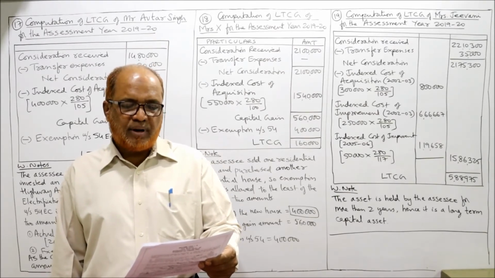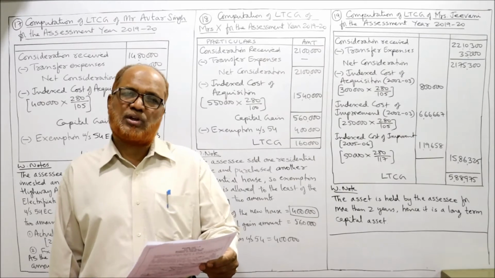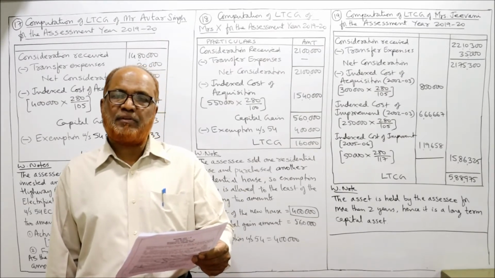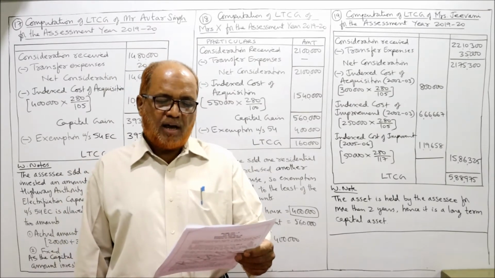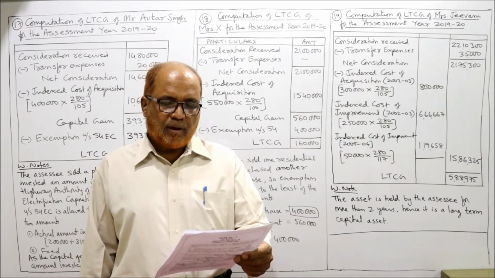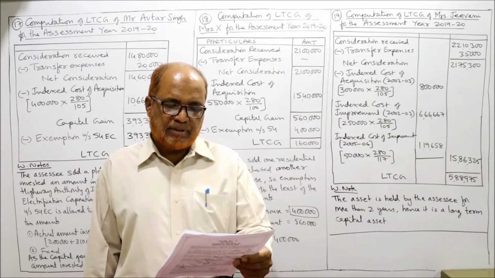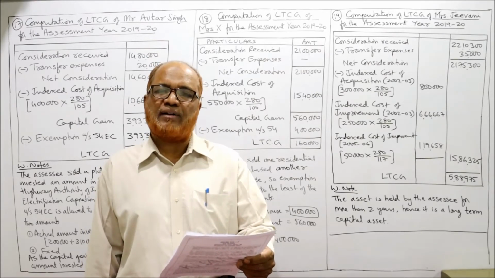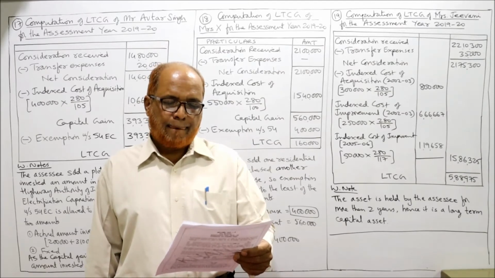Some additions were made in January 2003. January 2003 means 2002-2003, previous year 2002-2003. And renovation of the house, capital expenditure of 50,000, in August 2005, the previous year 2005-2006.